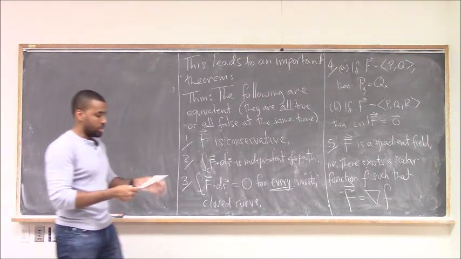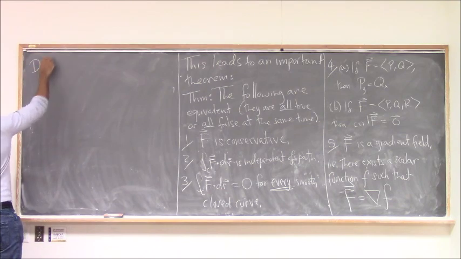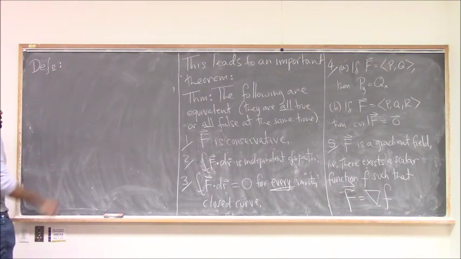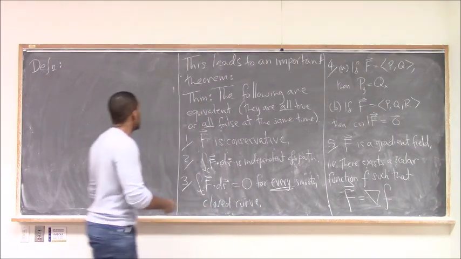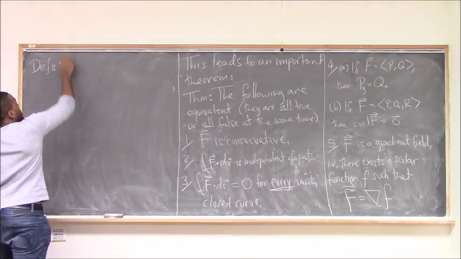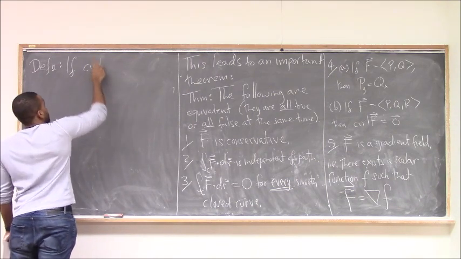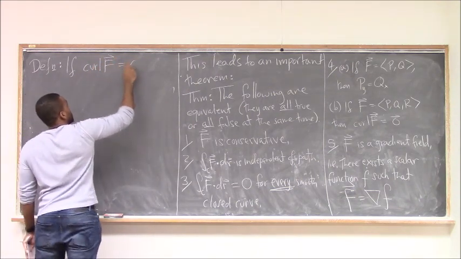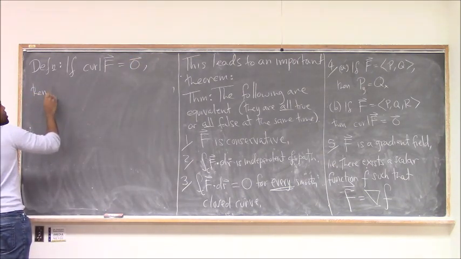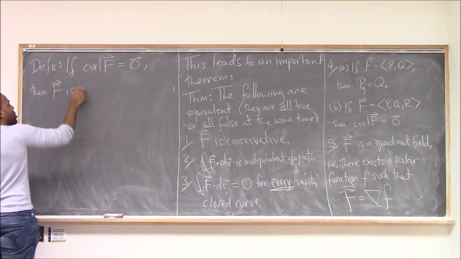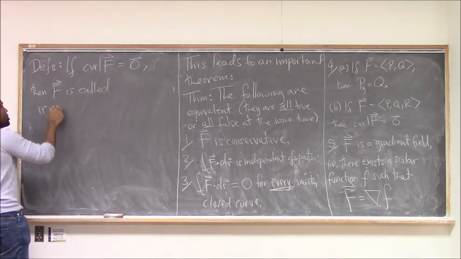I don't know if I'll get to the interpretations today. I'm kind of rushing to get to it, but I'm going to define a word very suggestive of what the curl would mean. If the curl of F is the 0 vector, then F is called irrotational.